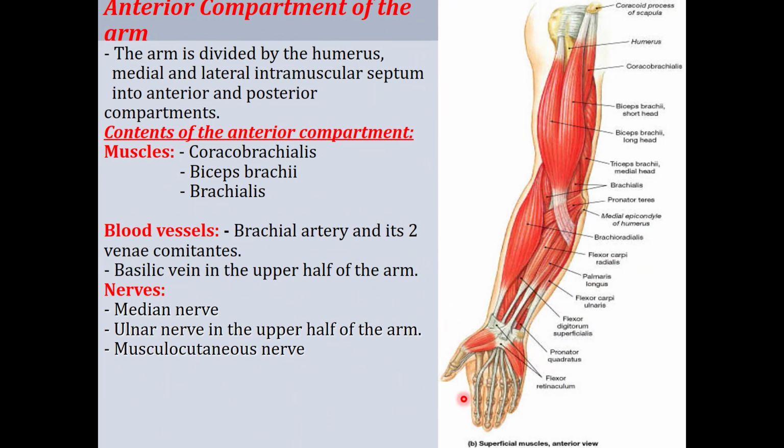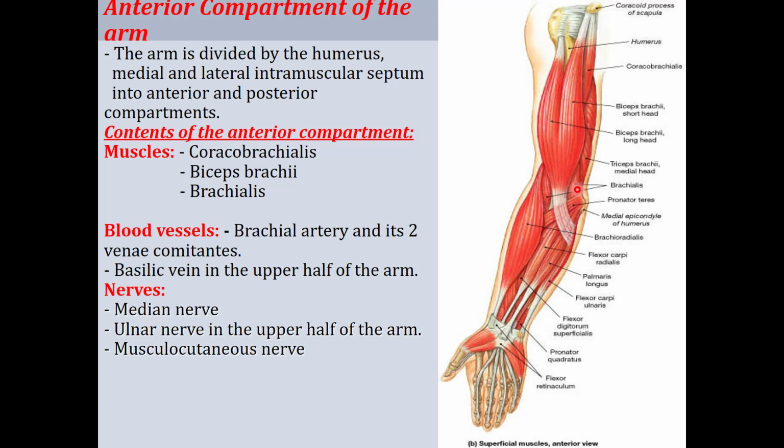Now we will discuss the muscles again. The anterior compartment of the arm is divided by the humerus and the medial and lateral intermuscular septum into the anterior and the posterior compartments. The muscles are the biceps brachii, the coracobrachialis, and the brachialis. When we remove the biceps brachii, then we can see the brachialis muscle very carefully.